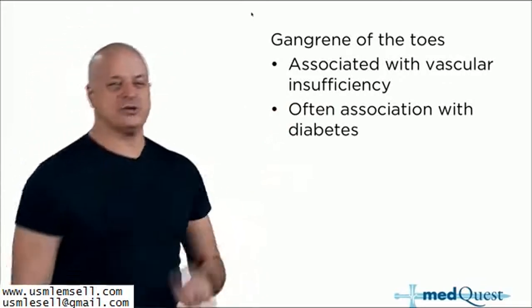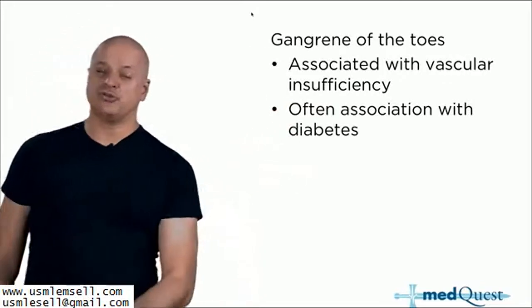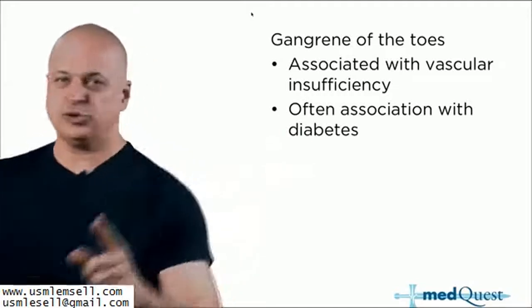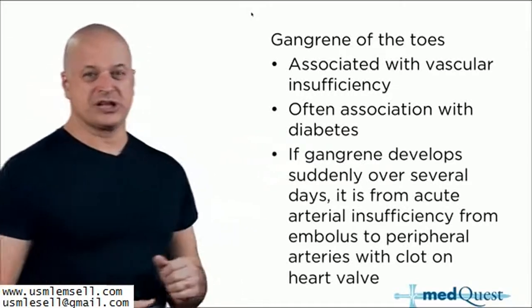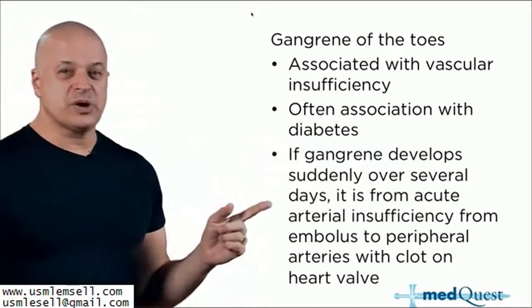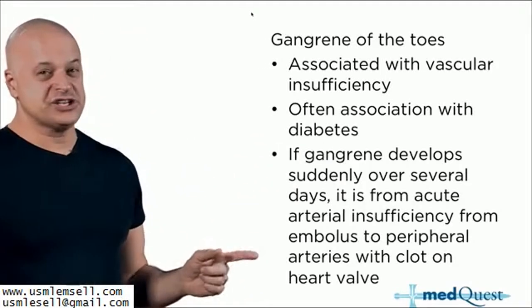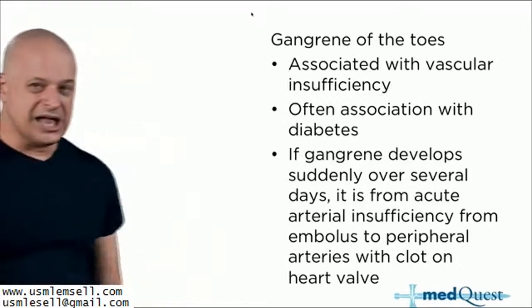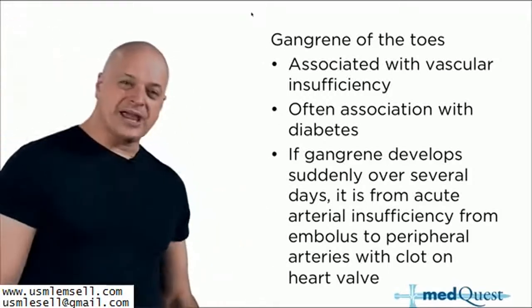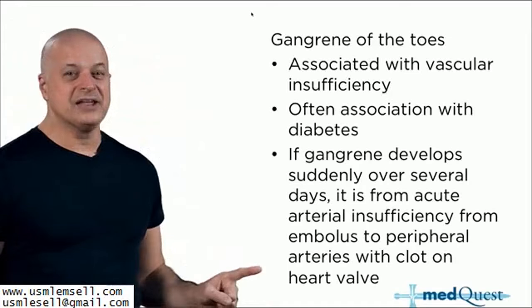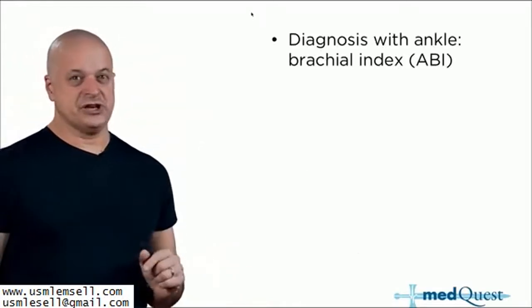Gangrene is a clot in the artery. You catch it acutely, heparinize and remove the clot. Anticoagulate and remove the clot. So if it happens suddenly, what it is, it's acute arterial insufficiency. You threw a clot there. If it's acute, anticoagulate and remove that clot.